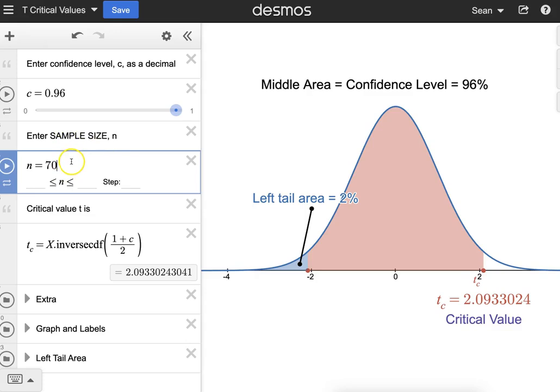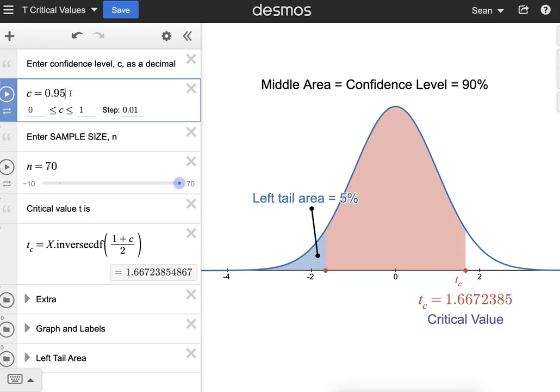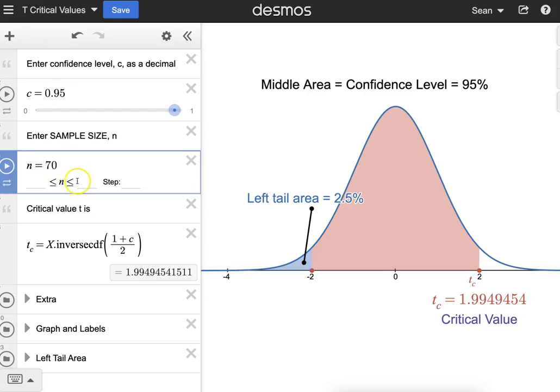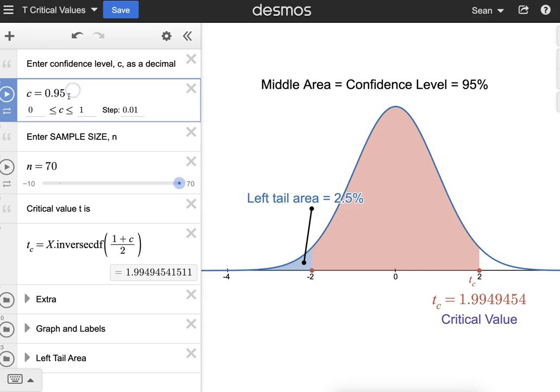And so, suppose we have a sample size of 70 and we want a 95% confidence interval, we would input the sample size 70, which gives a degree of freedom 69, and the confidence interval 95%. Then the corresponding critical t value is 1.99, rounded to 2 decimal places. If we round to 3 decimal places, in this case, we will get 1.995.